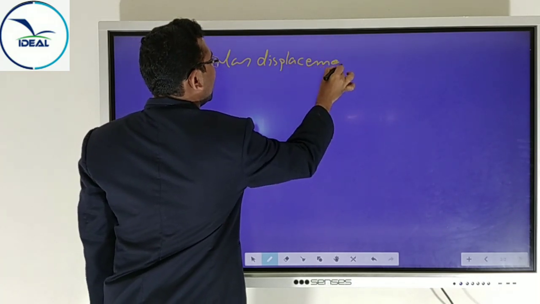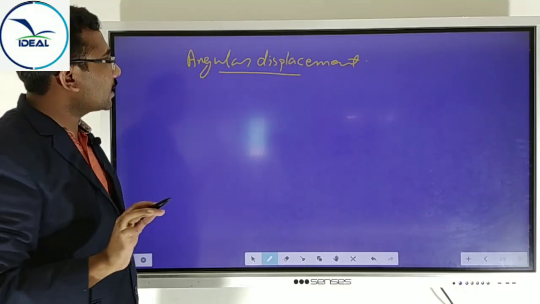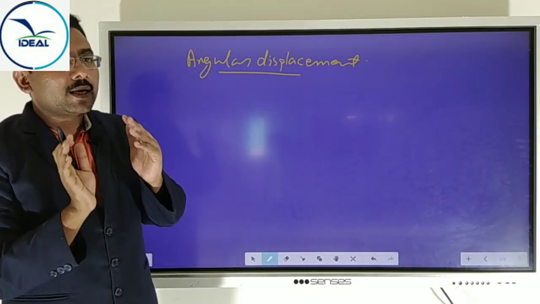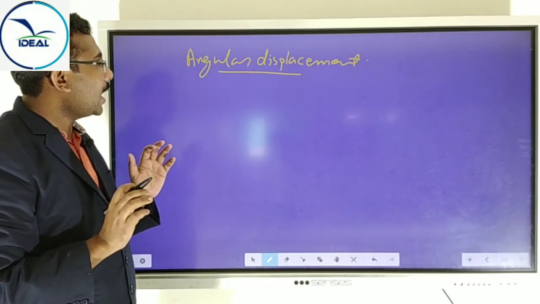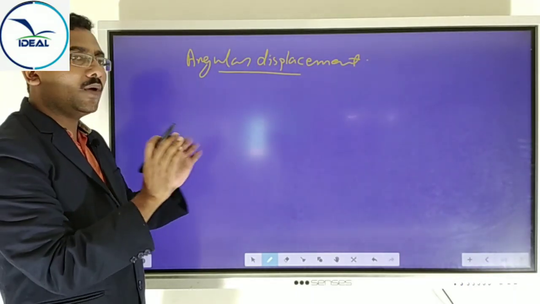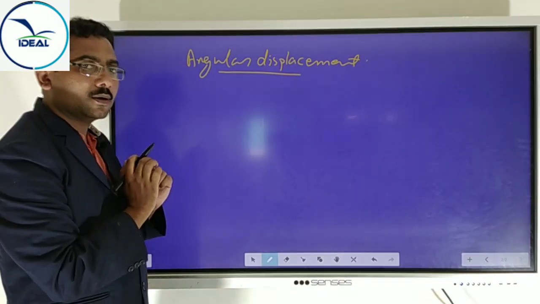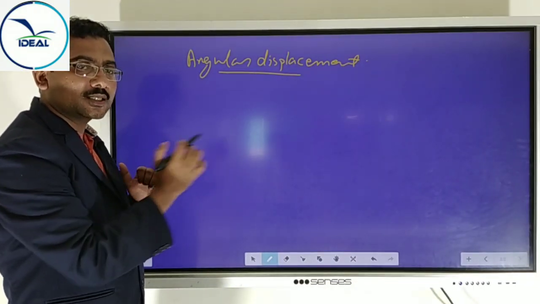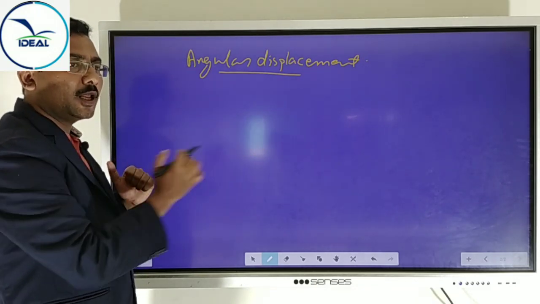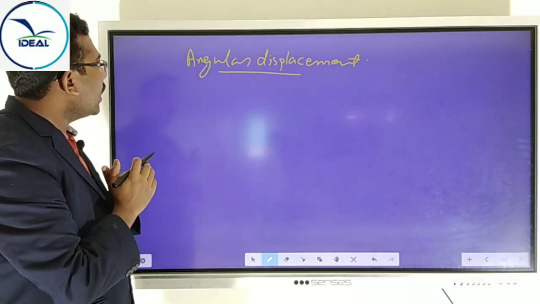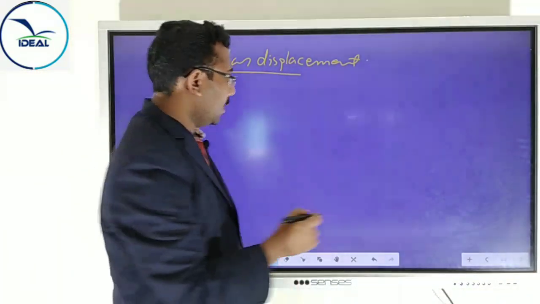It is very simple to study circular motion compared to straight line motion. Angular, you already know what is displacement. What is displacement? The shortest distance, the distance between initial point and final point directly. Now angular displacement means the angle swept by a radius vector.